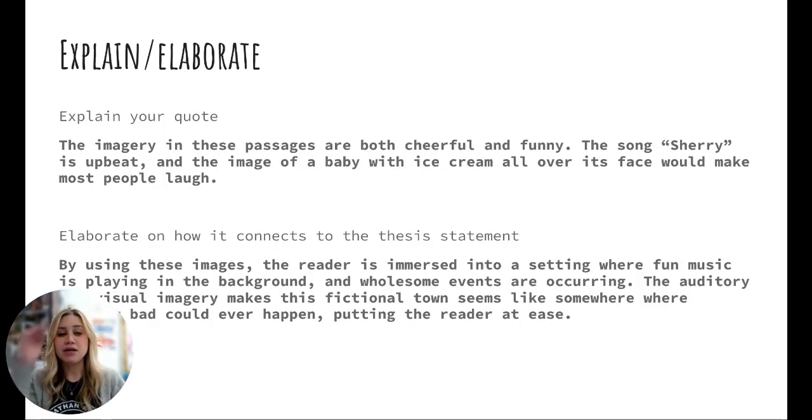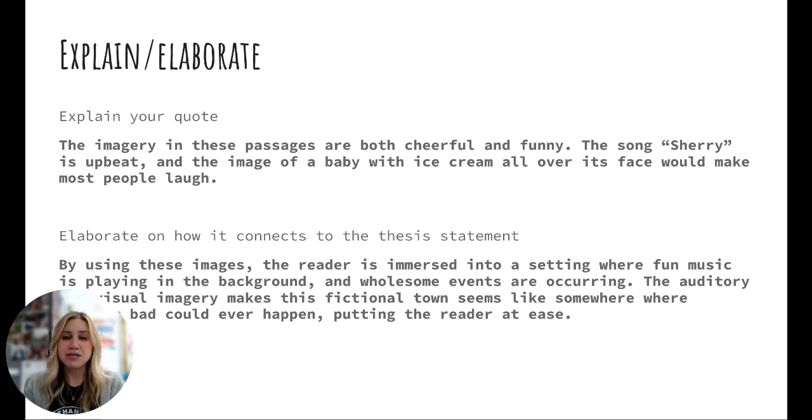All right. So the next part is the E, and E stands for explain or elaborate. So you want to make sure that you're explaining your quote. This is basically just how is this imagery, okay? So I said the imagery in these passages are both cheerful and funny. The song is upbeat, and the image of a baby with ice cream all over its face would make most people laugh. So I'm just talking about how this is imagery that is upbeat and happy, because that was what was in my restate and answer.